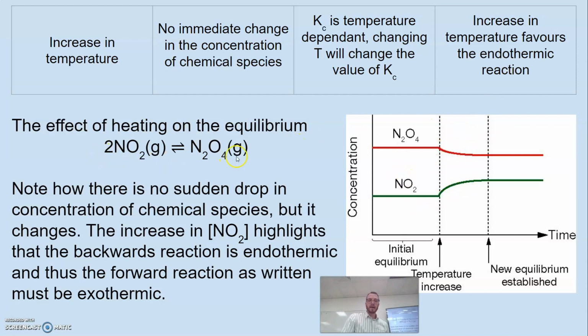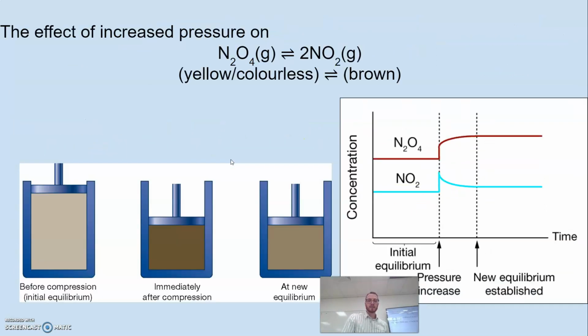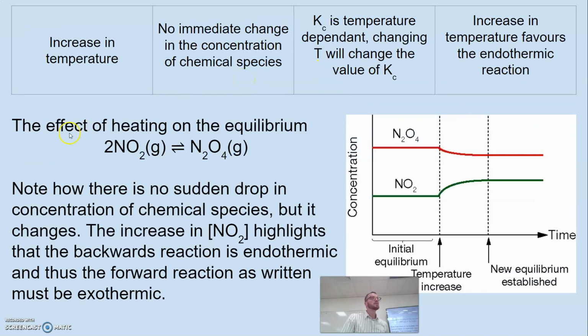Yeah, so as this is written, notice I've written it in the opposing direction as this. Yep, just to confuse you, right? So in this, we can see that N2O4 is decreasing. So we've got a shift towards the backwards reaction with an increase in temperature. If I've got a shift in the backwards reaction, that tells me the backwards reaction is endothermic. So therefore, the forward reaction is exothermic. Yeah?